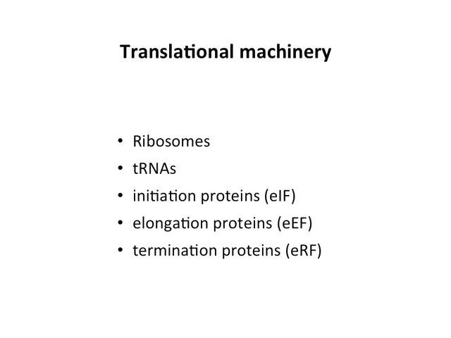So tRNA. So the translational machinery, in addition to ribosomes and tRNAs, in eukaryotes consists of initiation proteins. We call those EIFs. Elongation proteins, which are called EEFs. And termination proteins, which are called ERFs. For some reason, they're not called ETFs.